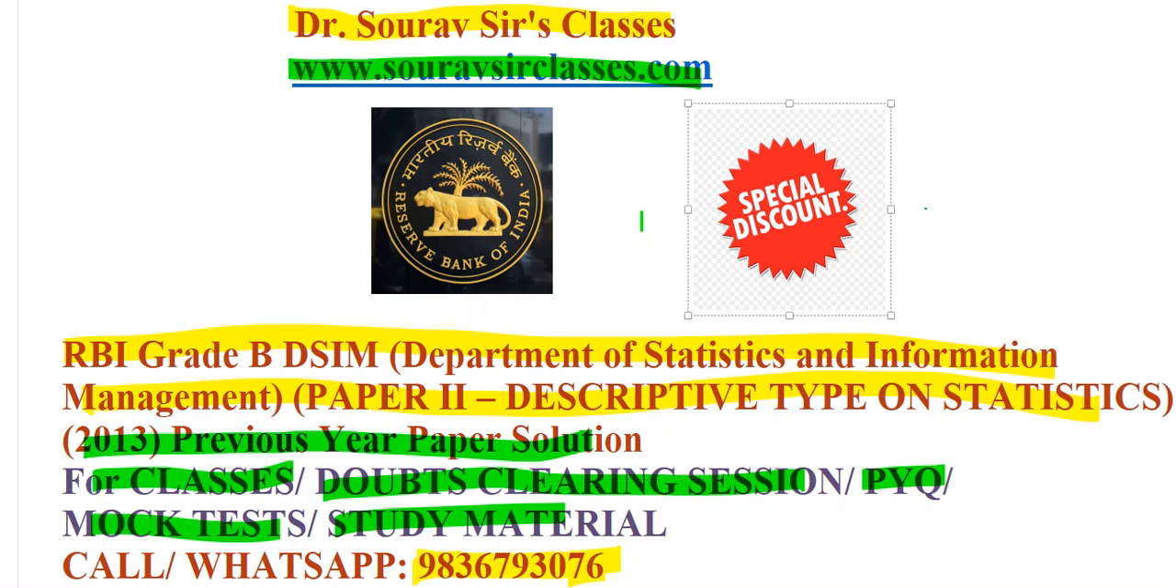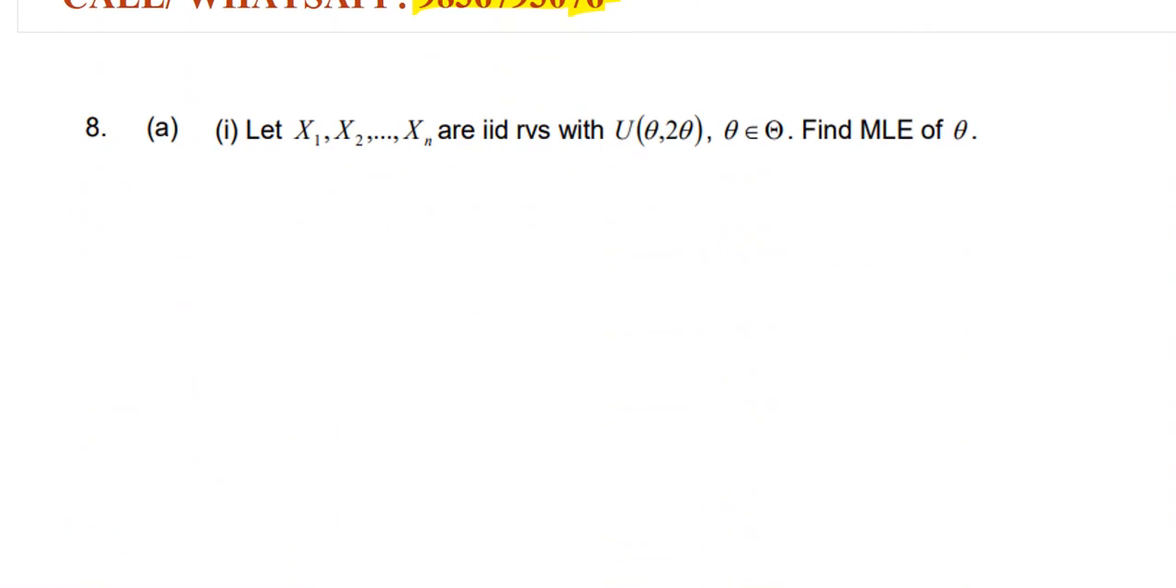चलिए देखते हैं क्वेश्चन नंबर 8 में क्या बोला है. Let x1, x2 and xn are independent and identically distributed random variables, that means RVs, with uniform theta to 2 theta, where theta belongs to capital theta. So find the MLE of theta, that means maximum likelihood estimator of theta.